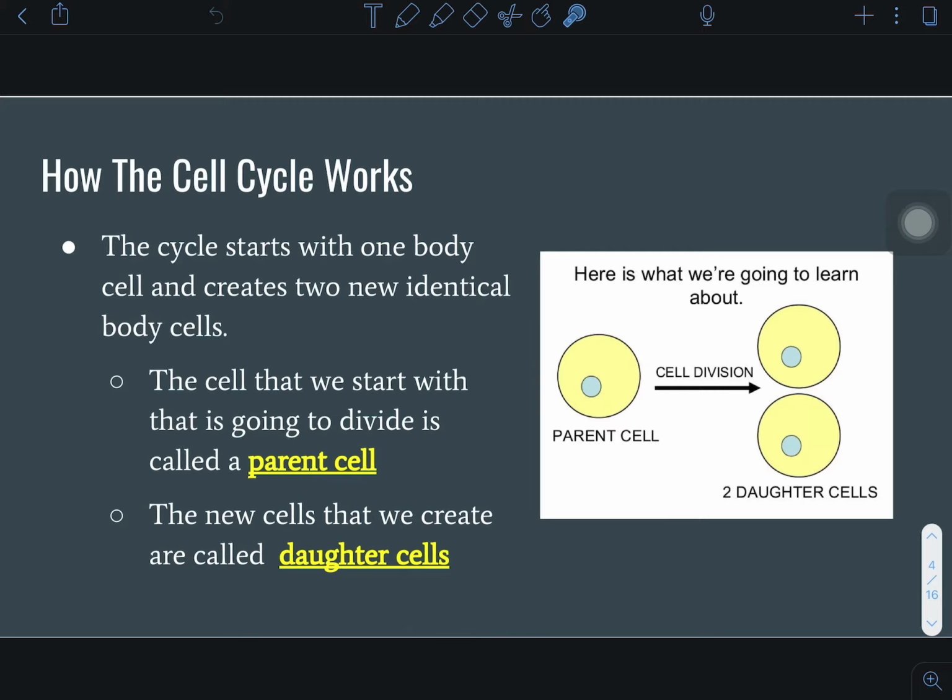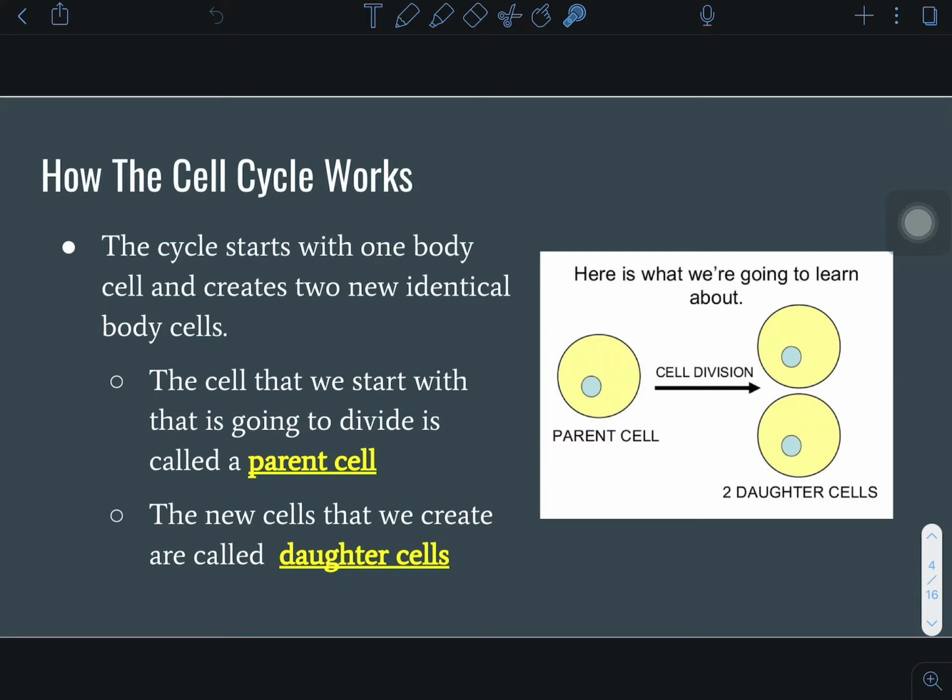So the cell cycle starts in one body cell. We have two basic types of cells. We have body cells, also called somatic cells, that are in all parts of your body: your fingers, your toes, your hair, your muscles, your skin, your bones. And then we have something called sex cells, which are the sperm and egg cells produced for sexual reproduction. So that's really the only two types of cells. Body cells are every single part of your body except for your sex cells, egg and sperm.